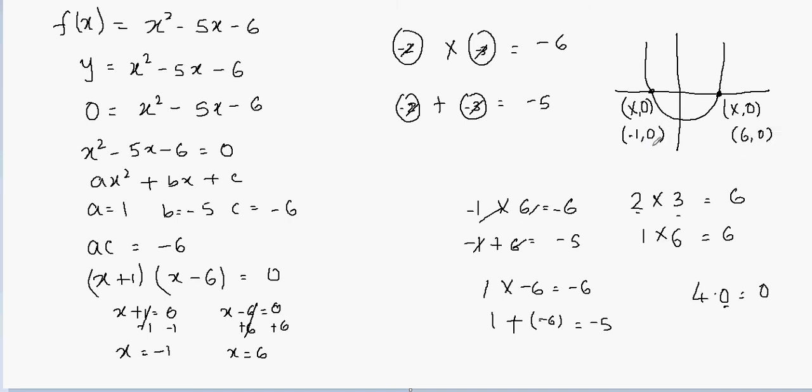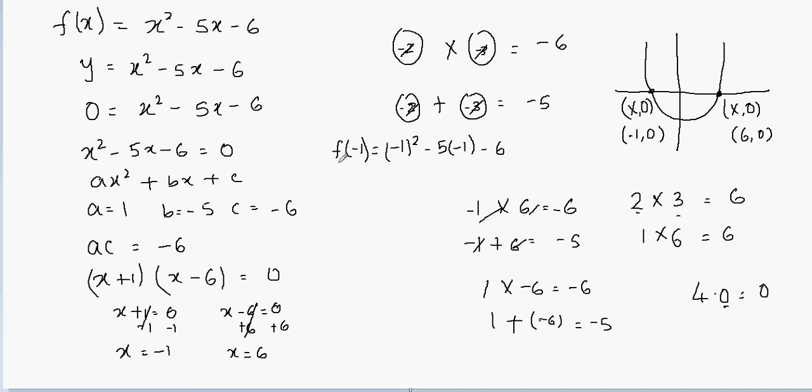And we can always verify if these answers are correct or not. What we can do is plug in the value of x into the original function to check. So first of all, I'm plugging negative 1 into my function. So this is going to be f of negative 1. I'm plugging negative 1 into my original function, replacing x with negative 1 here. So this will be negative 1 squared minus 5 times negative 1 minus 6.